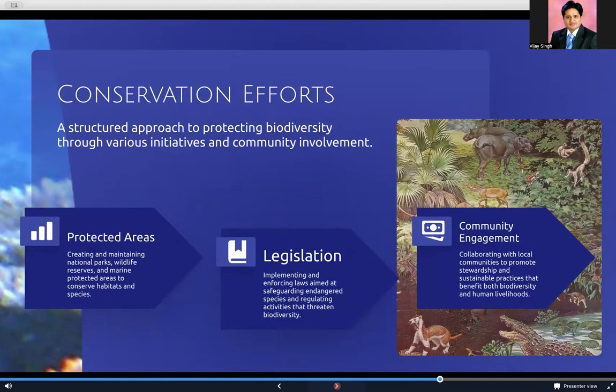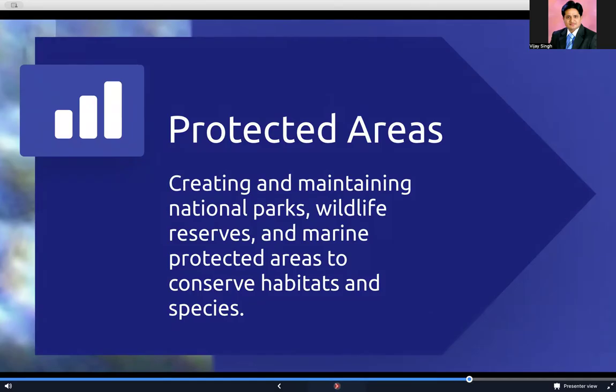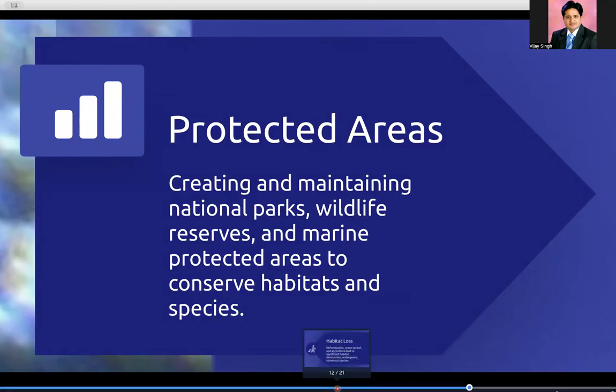So what are the conservation efforts? A structured approach to protecting biodiversity through various initiatives and community involvement. Protected areas: creating and maintaining national parks, wildlife reserves, and marine protected areas to conserve habitats and species.